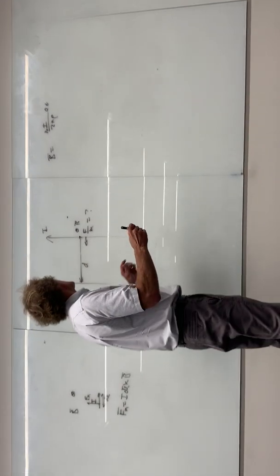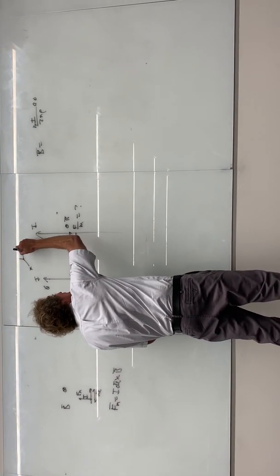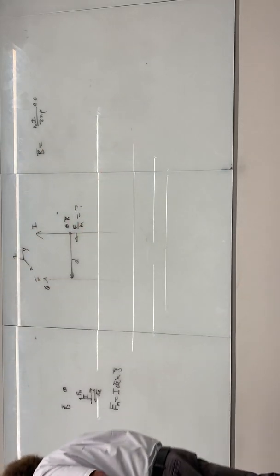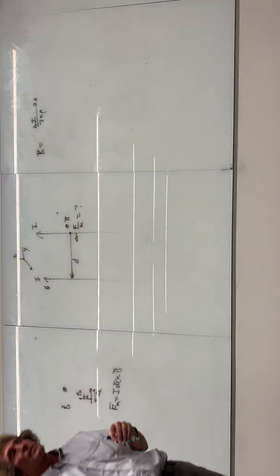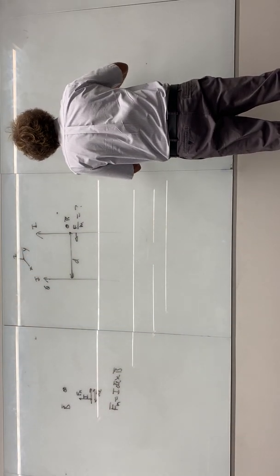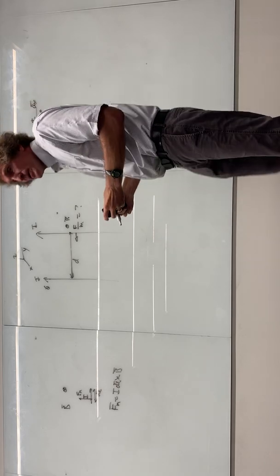It's going into the board. Why don't we do it this way? Let me call this X, this Y, and this Z, and I'll just make this field in the minus AX direction. All right? So it's in there.